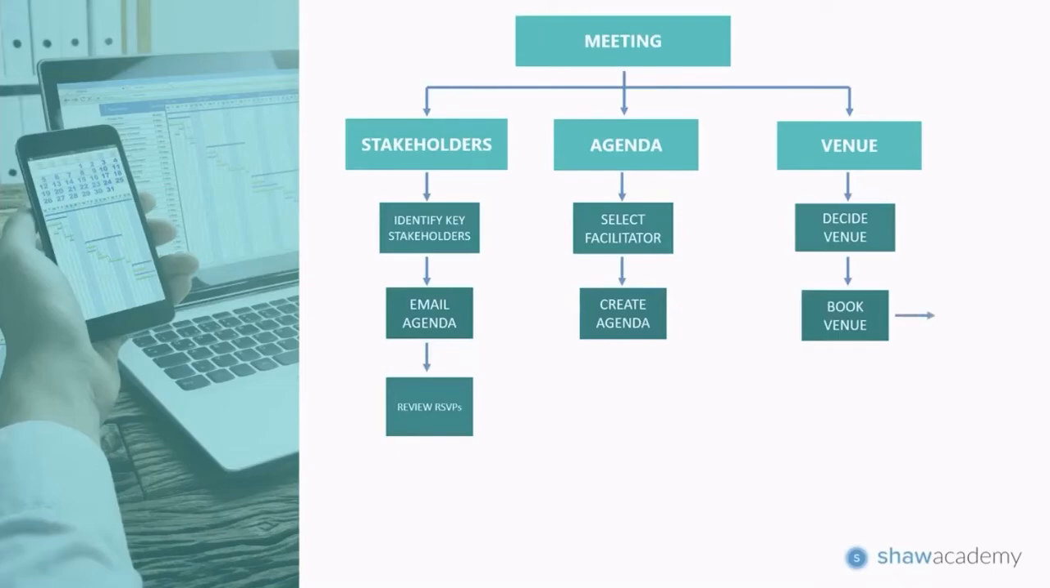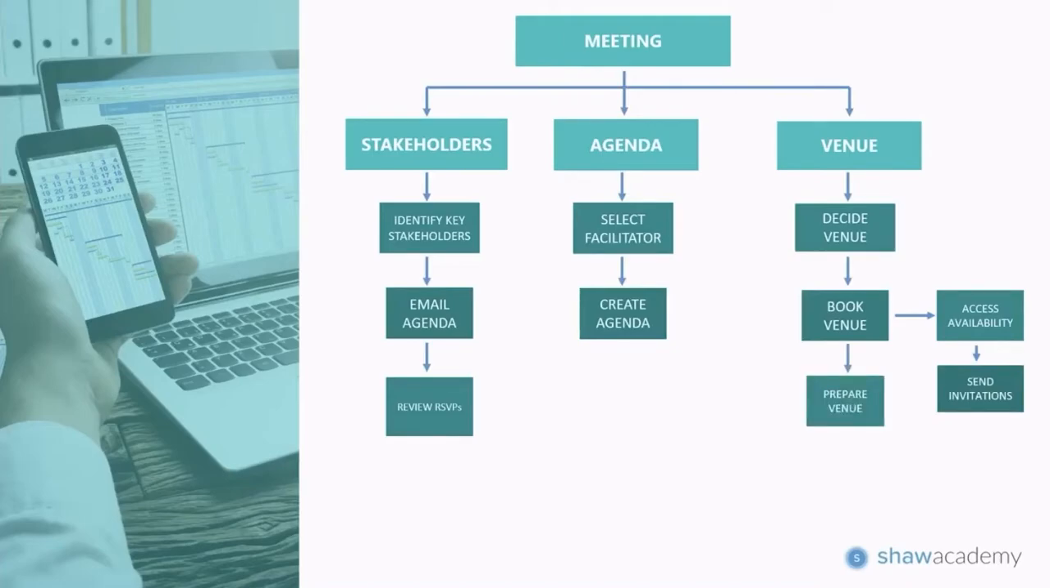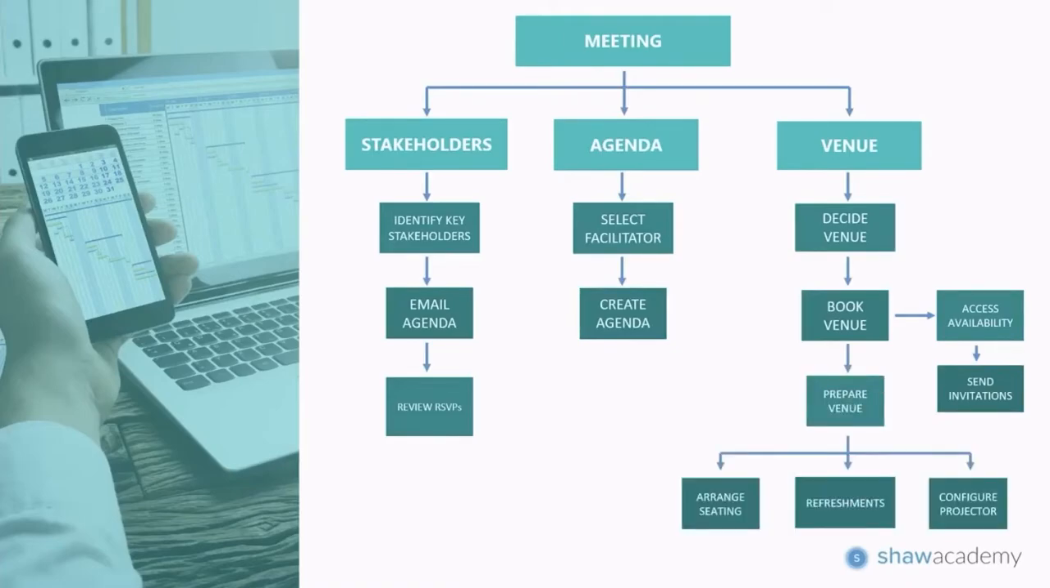Then off of that we have our first work package, which is assessing availability, and our second work package to send invitations. Once that's done, we will return to our original flow and then prepare the venue, and under that we have our next 3 work packages. Firstly, to arrange seating. Secondly, to arrange refreshments, and then to configure our projector.